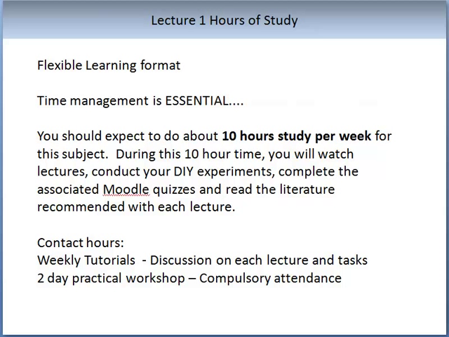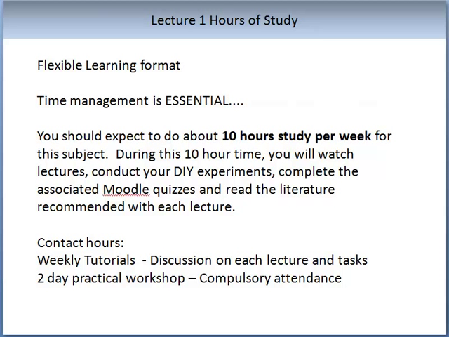Contact hours will include weekly tutorials. These will be discussion-based and will start with discussions on each lecture. Therefore, it is essential that you watch the lecture before you come to the tutorial. After discussions on each lecture, a task may be presented in the tutorial to help with your understanding of the topic.